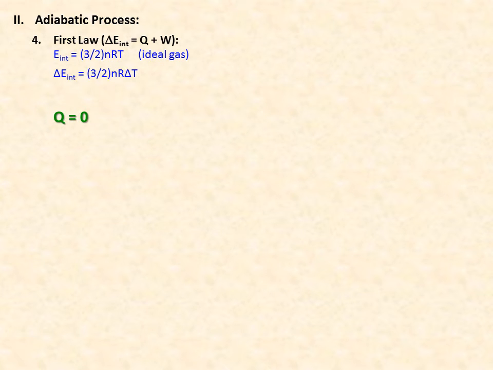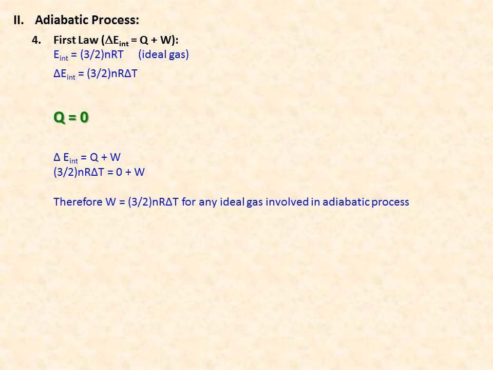Now, what's important to remember is that for an adiabatic process, the net heat that is transferred to or from our system is 0. So when we now apply the first law of thermodynamics, we see that the work that is done on our gas is equal to 3/2 nR times the change in temperature.